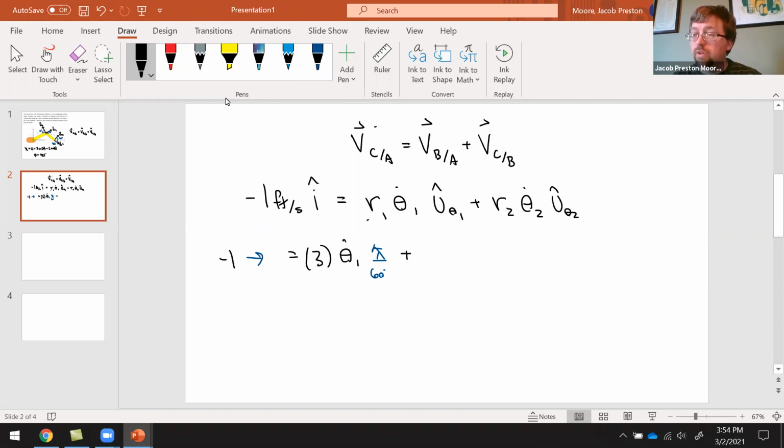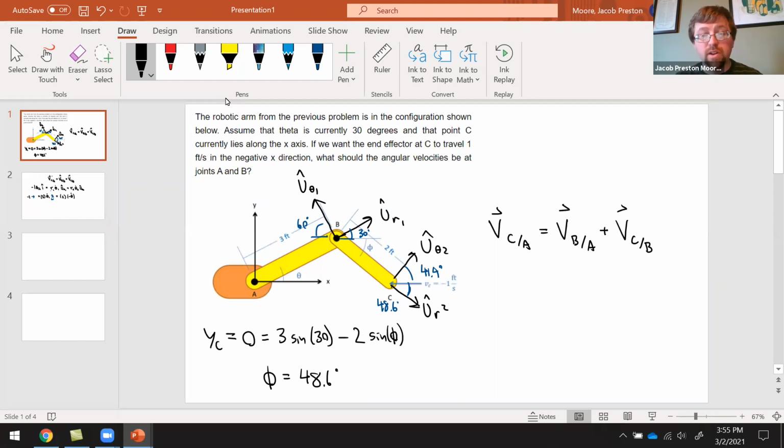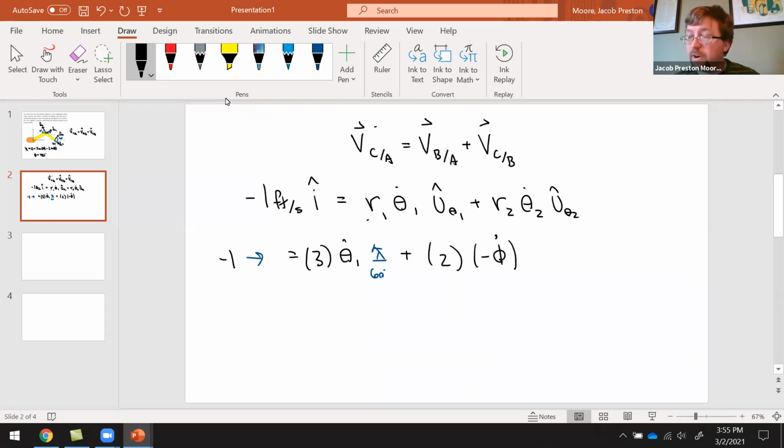All right, so I also had 2 times theta dot 2. This is a theta dot and phi dot, or theta 2 dot and phi dot would be the same value. So I'm going to write this in as negative phi dot. And it's negative because a counterclockwise rotation is actually going to make phi smaller. So phi is measuring down, counterclockwise rotation will be going up. So we want to put the negative sign in there. And then the u theta 2 direction is going up. And we determined that that was 90 minus our phi angle, which is 41.4 degrees.